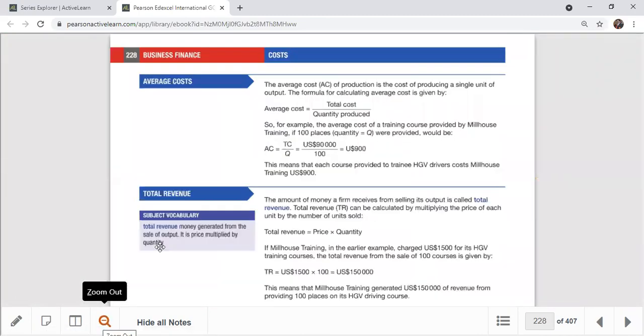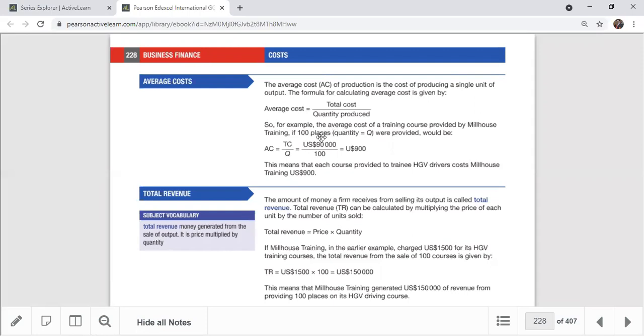Right? So if you know the total cost and divide that by quantity, we can find the average cost. The average cost of production is the cost of producing a single unit of output. That's how we calculate it: total cost divided by quantity produced.